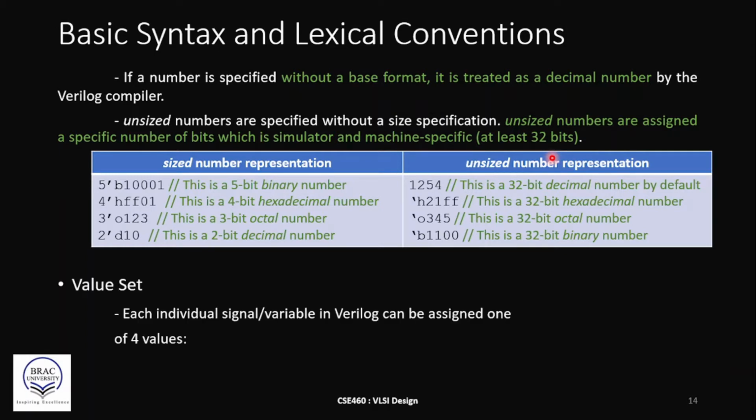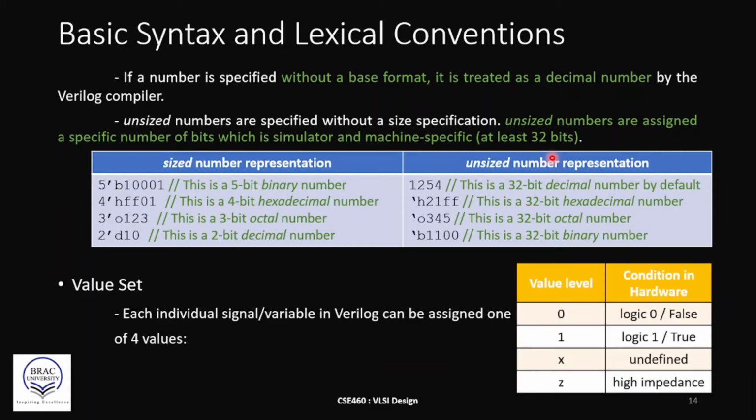Now that we have an idea of number representation, let's invest some time on the Verilog variables. A variable in Verilog can be assigned one of these values, which are 0, that stands for false or 0 logic level. 1 represents true or logic 1. However, a variable can also be at undefined and high impedance states, which are denoted by X and Z respectively. We will observe the applications of these states gradually.